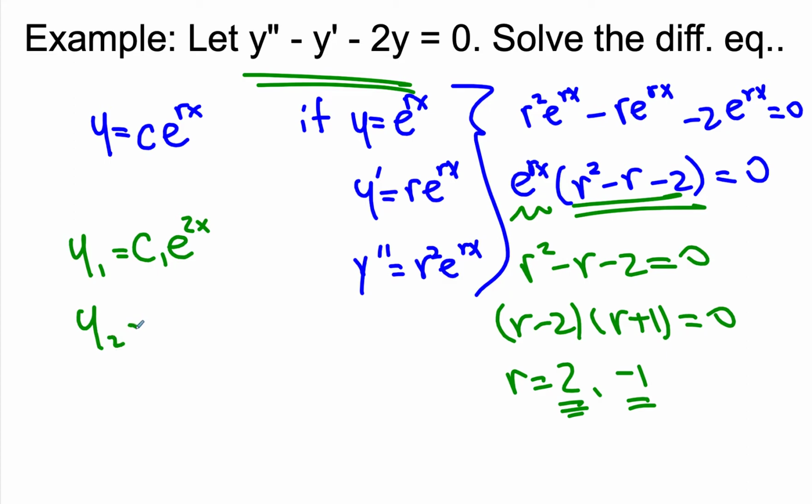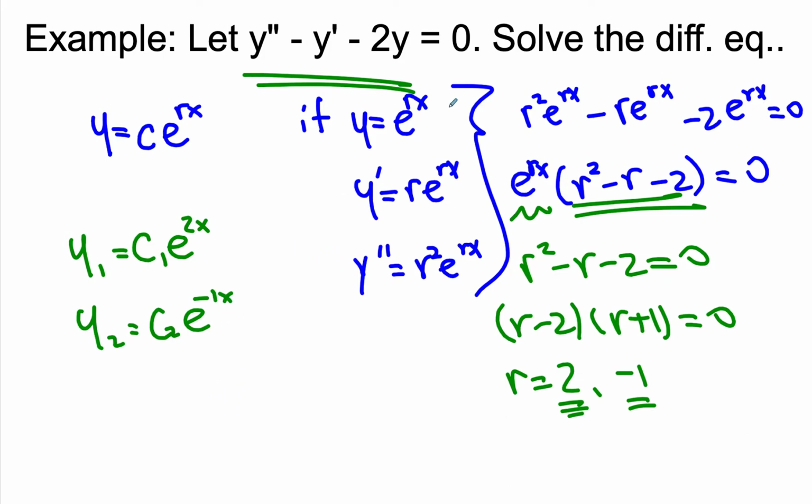Second case would have been c sub 2, e to the negative 1x. We have these two as the answer. Both of them, or either one of them, will make this one equal to 0. Now, but the thing is then what is y?